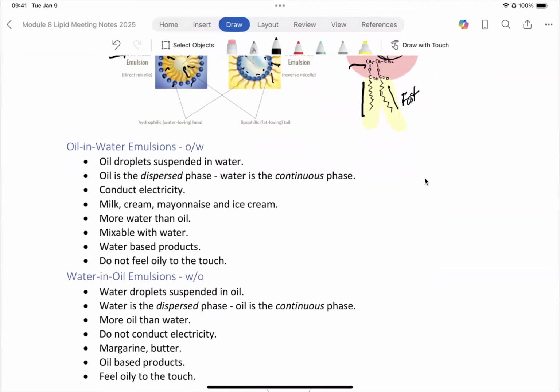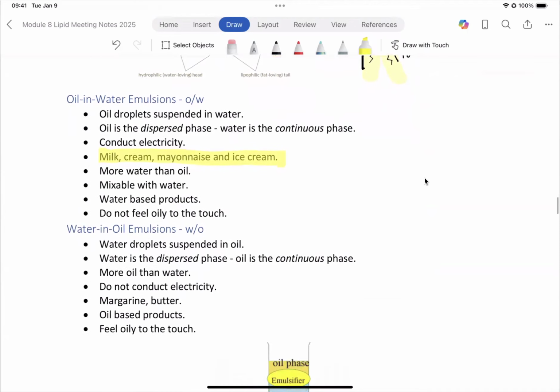So milk, cream, mayonnaise, and ice cream are oil in water. So they're tiny oil droplets dispersed in a continuous phase of water, while butter and margarine are water in oil. So the continuous phase is oil with little drops of water. So that's why they're not very stable. We know that.